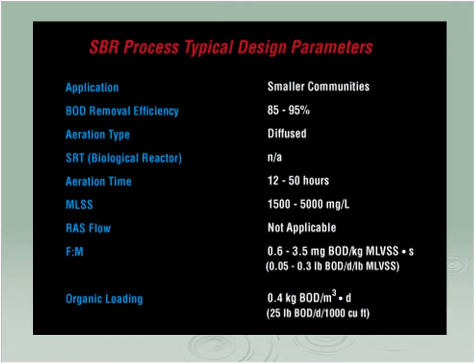85-95%. Varies, your ranges, depending on what you're doing. And you can see from 0.05 to 0.3 pounds BOD per pound of MLVSS, kind of works the range from conventional down into extended air if necessary.